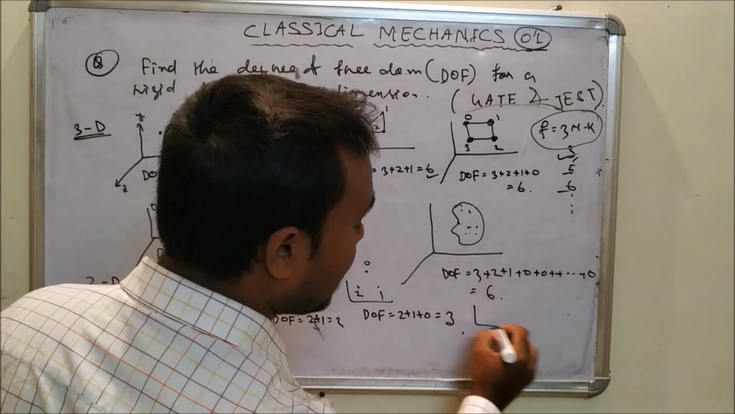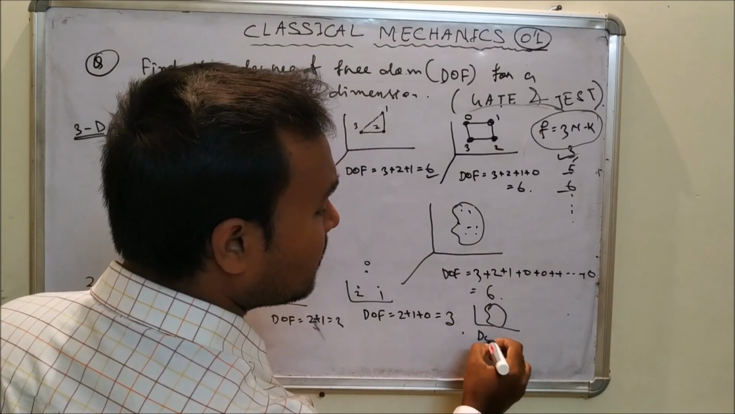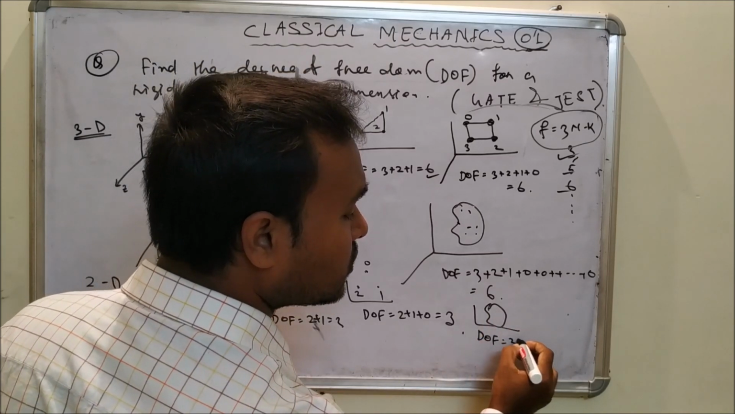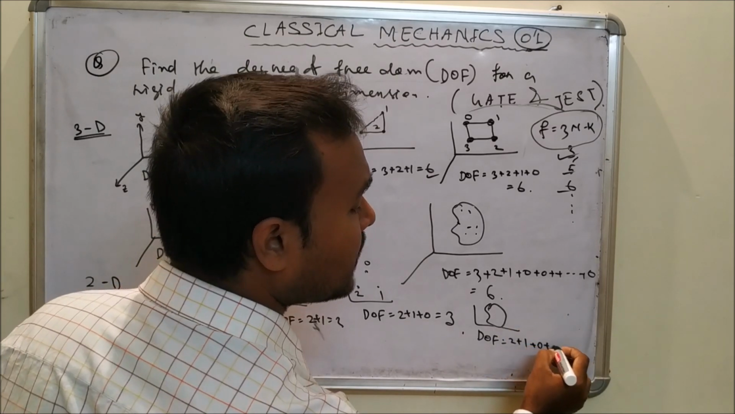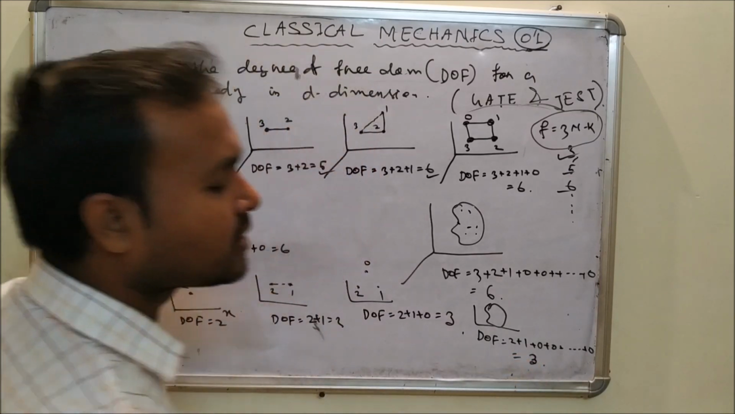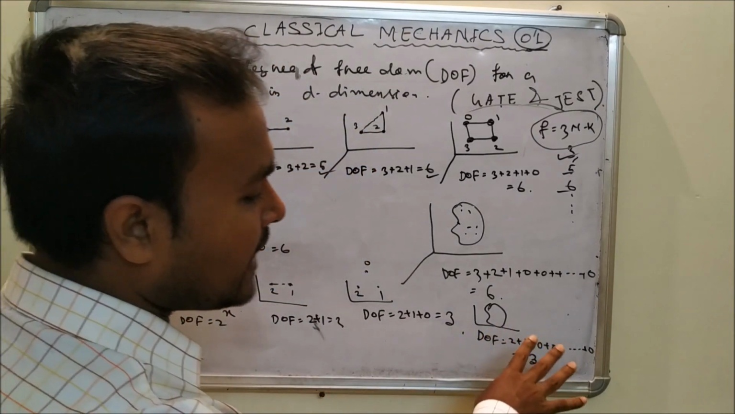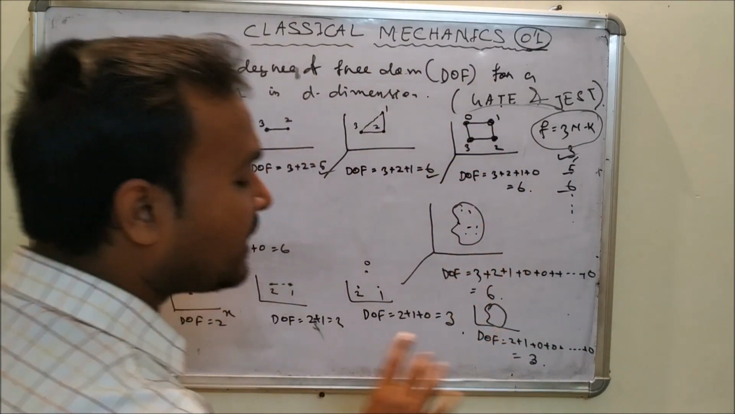So your DOF is equal to 2 plus 1 plus 0, again it will be 3. So what will be the degree of freedom for a rigid body with many particles? For the first particle 2, the second particle 1, then the third particle 0, plus 0, plus dot dot dot plus 0, again we get 3. Right? In this way we can find out the degree of freedom for a rigid body in 2D, 3D, and 1D also.